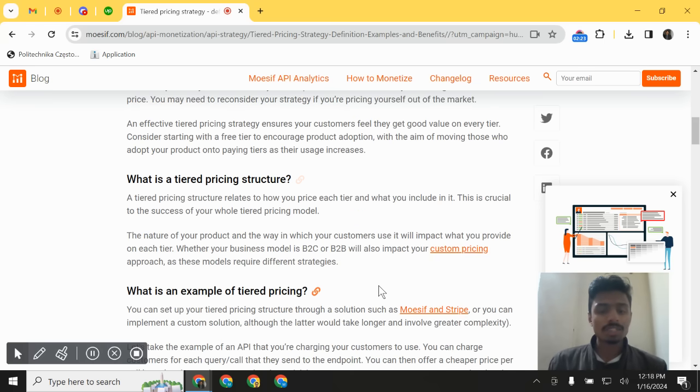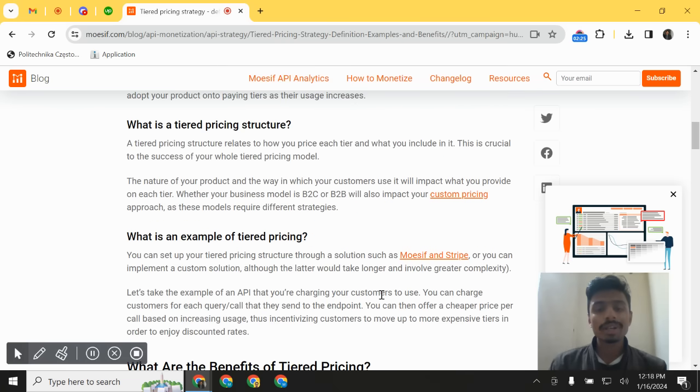What is tiered pricing structure? A tiered pricing structure relates to how you price each tier and what you include in it. This is crucial to the success of your whole tiered pricing model. The nature of your product and the way in which your customers use it will impact what you provide on each tier. Whether your business model is B2C or B2B will also impact your pricing approach, as these models require different strategies.